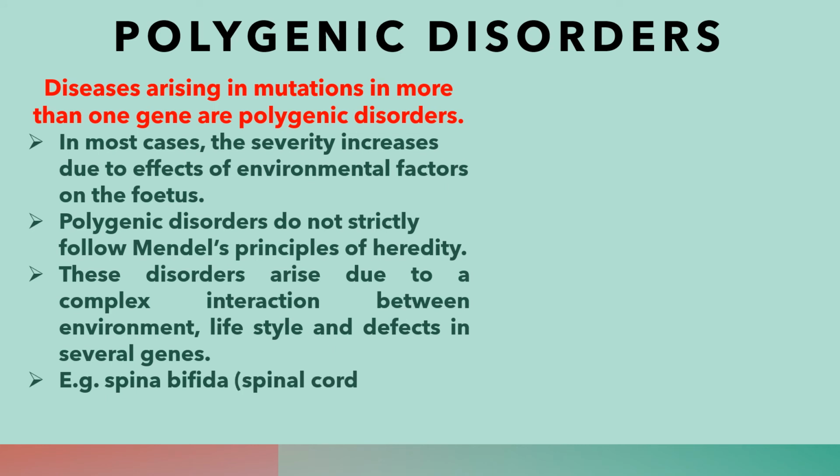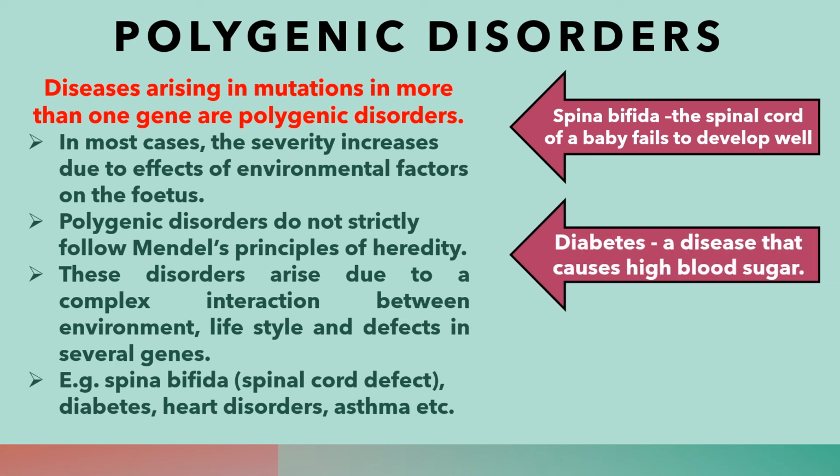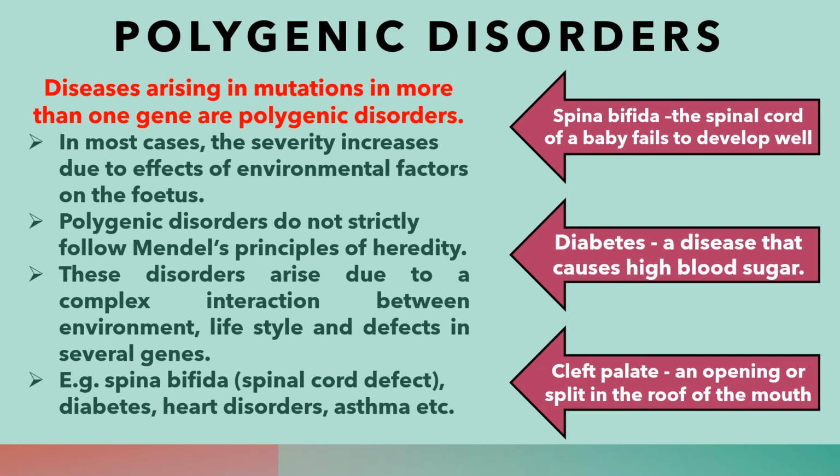Examples: spina bifida, which is a spinal cord defect, diabetes, heart disorders, asthma, etc. Now, spina bifida, the spinal cord of a baby, fails to develop well. Diabetes, a disease that causes high blood sugar, and cleft palate, another polygenic disorder, an opening or split in the roof of the mouth. If you put your tongue up, the roof of your mouth has an opening or a cut there. That is called cleft palate.